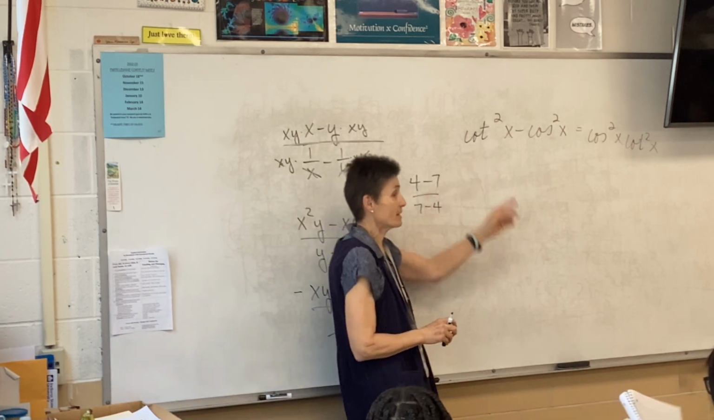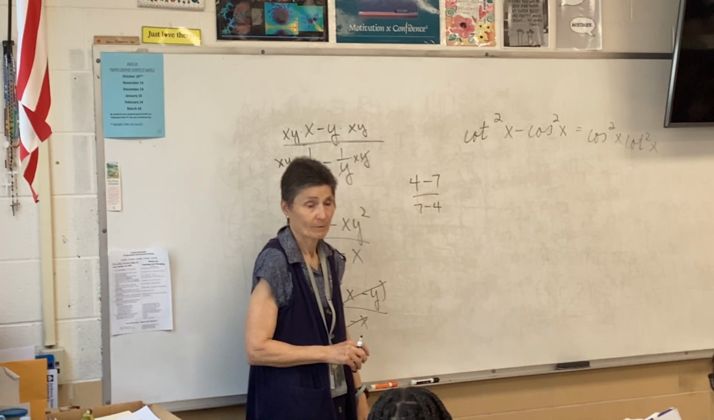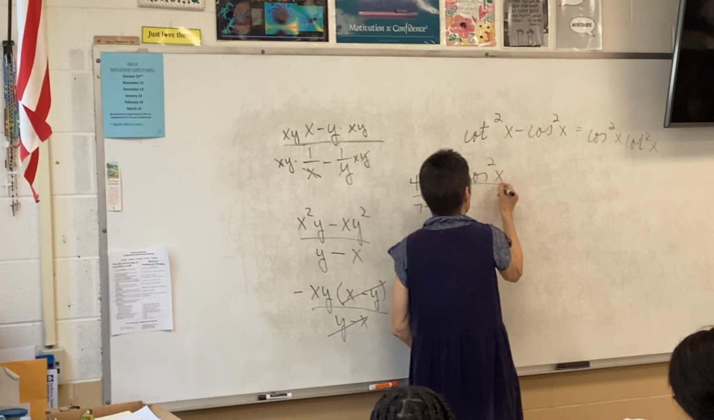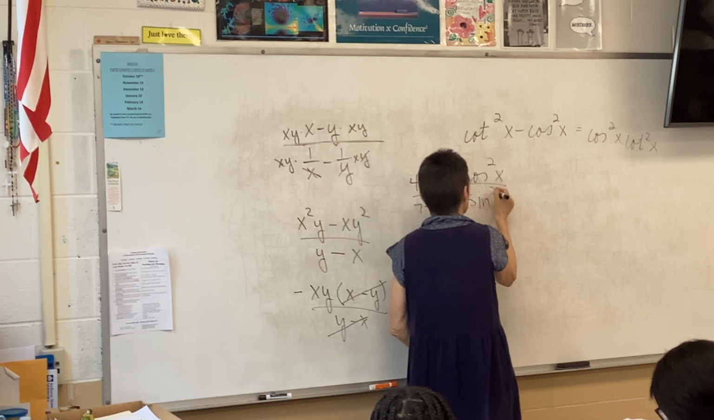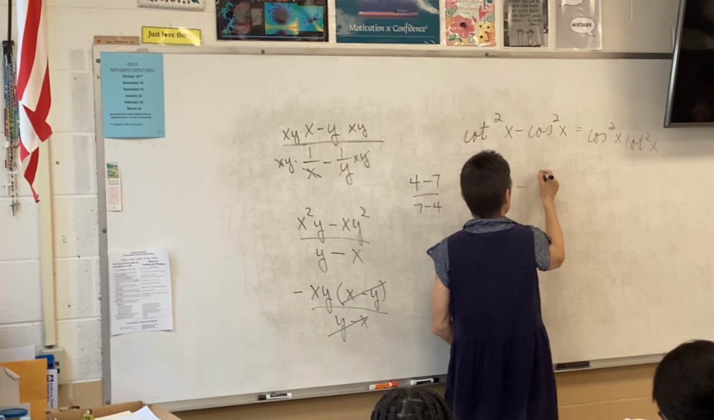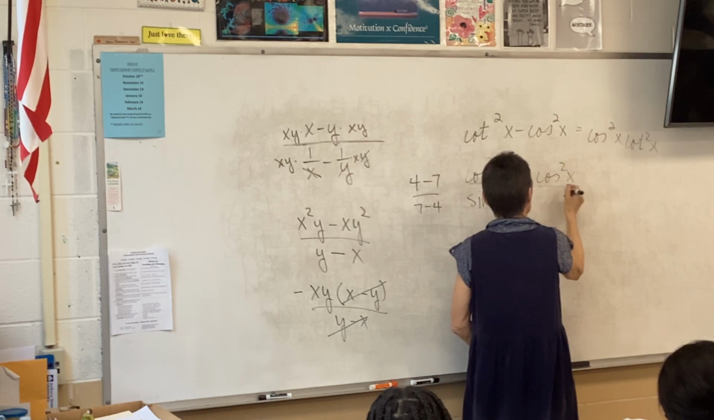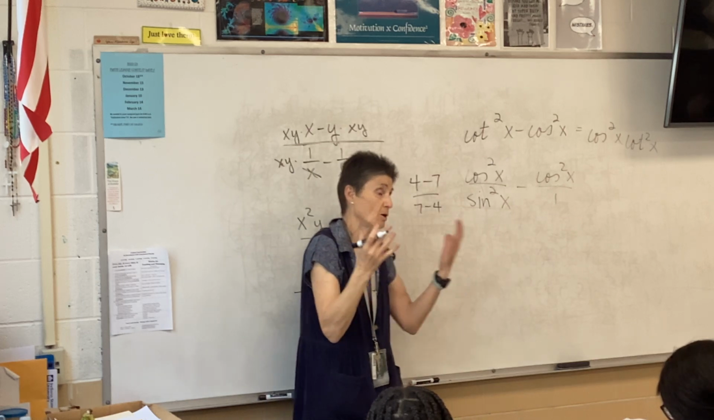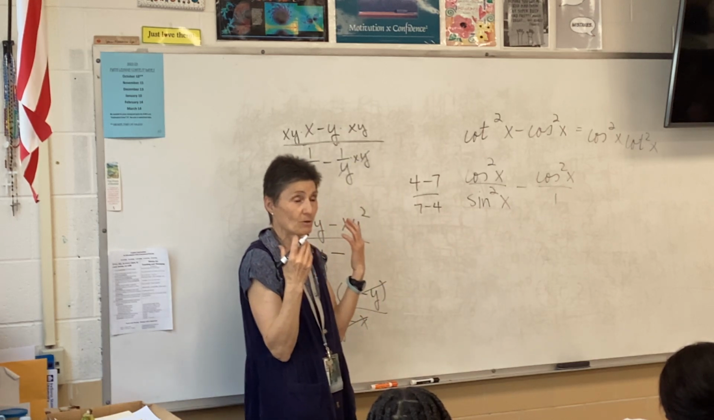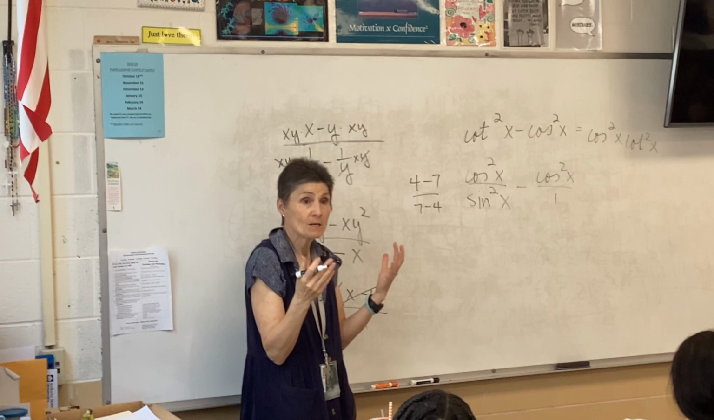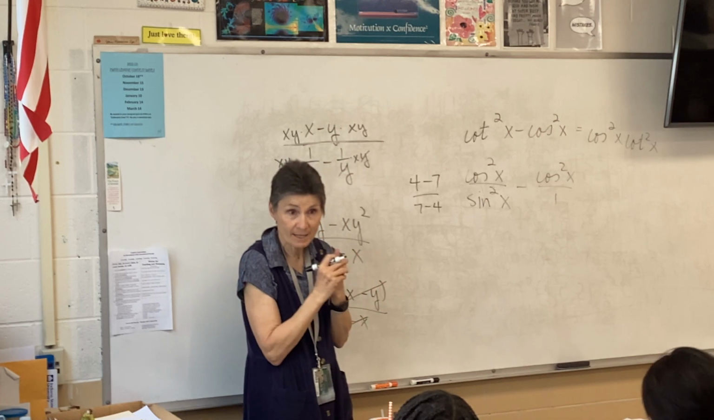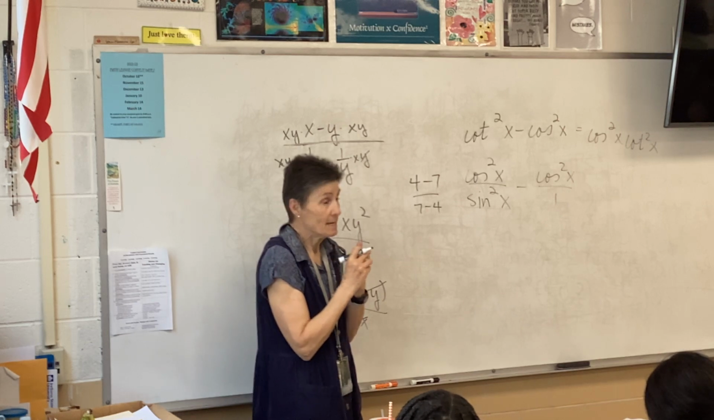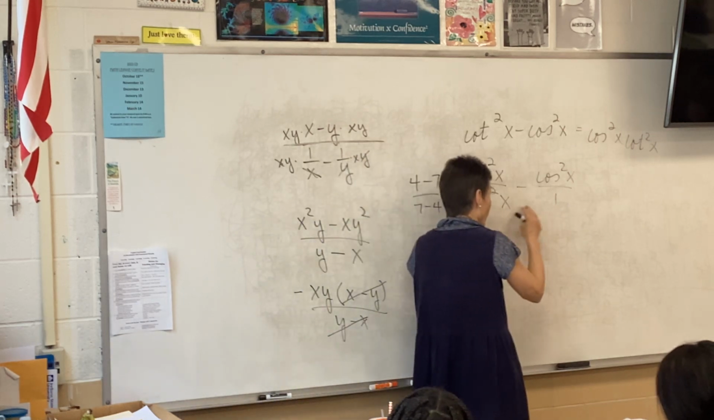Tell me about cotangent. Cosine over sine. So I'm going to try that and see what happens. Cosine squared over sine squared, minus cosine squared over 1. When we can't figure out anything else to do, and you were all just staring blankly at me, so I couldn't figure out what else to do, you can always change into sines and cosines. Okay? Now, what do I have at this point?